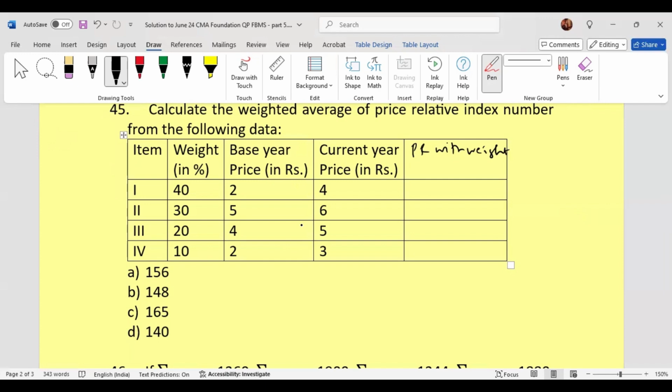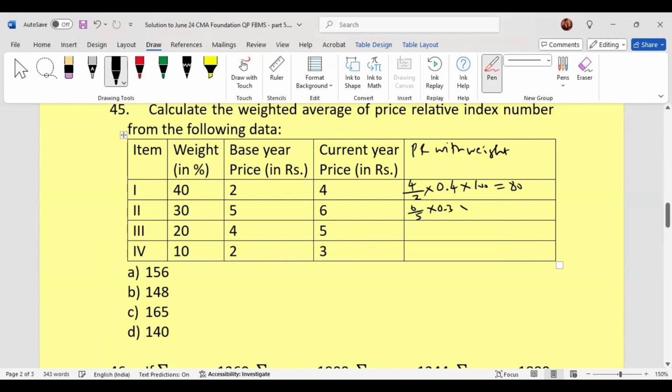That will be current year's price, that is 4 divided by 2 multiplied by the weight. Weight is given in terms of percentage, 40%. So I will make it 0.4 multiplied by 100. So if we calculate this, we will get 80. Second one, it is 6 by 5 into 0.3 and then multiply it by 100. That will be 36. Then 5, that is current year price, divided by base year price, multiplied by the weight, multiplied by 100, we will get 25. The last item, that is 3 divided by 2, multiplied by the weight, which is 0.1, 10% means 0.1, into 100, we get this as 15.